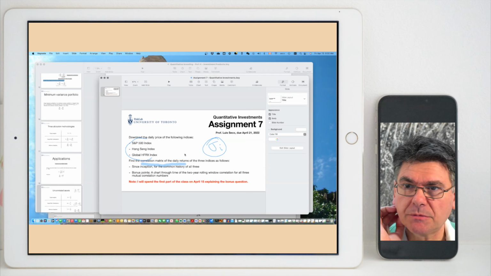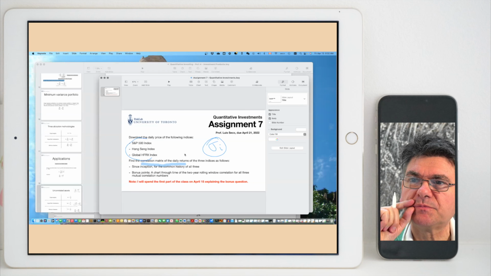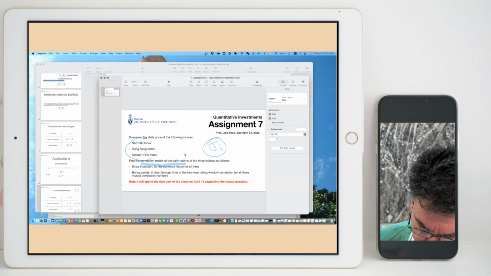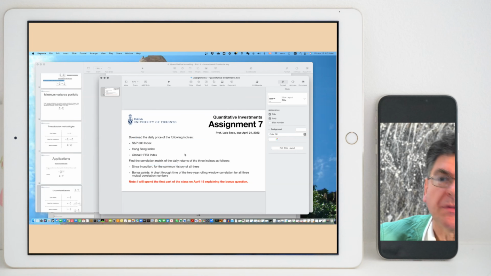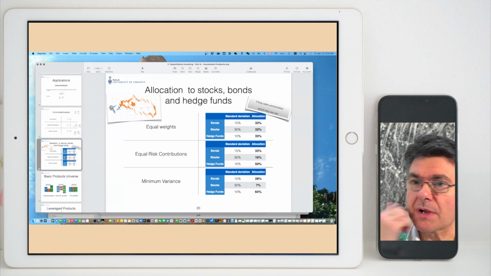Is this understood? I think it's understood, some people are saying yes. In the case of 0 correlation, this is very, very easy. I have an example here for you, okay? Something that I have done for you.